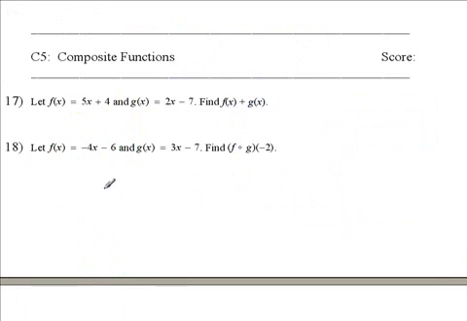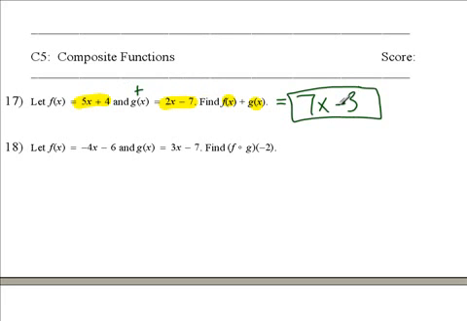Okay, our last two problems on this exam. Composite functions: f of x is 5x plus 4, g of x is 2x minus 7. All they want us to do is find f plus g. Well, here's the f function and here's the g function. If we add them together, we'll have f of x plus g of x. So let's just go ahead and add those together. I can combine 5x and 2x, that's 7x. And I can combine 4 and negative 7, that's negative 3. And that's all we need to do for number 17 to find f of x plus g of x.